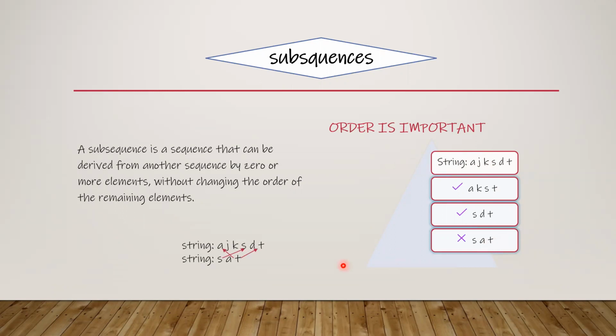So it means that S appeared here. So A should be following that S, not at the backside of S. So it can take only those characters that are coming after S. So we see that maintaining order is important to be a subsequence.